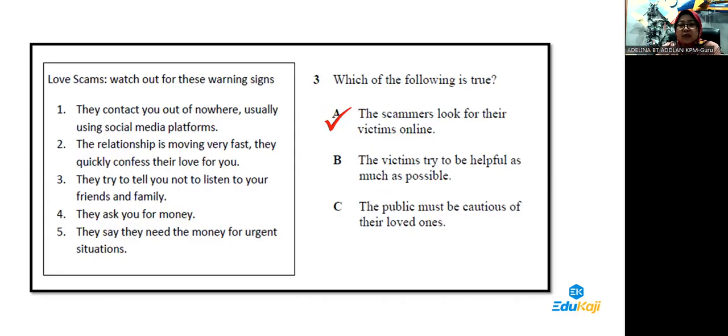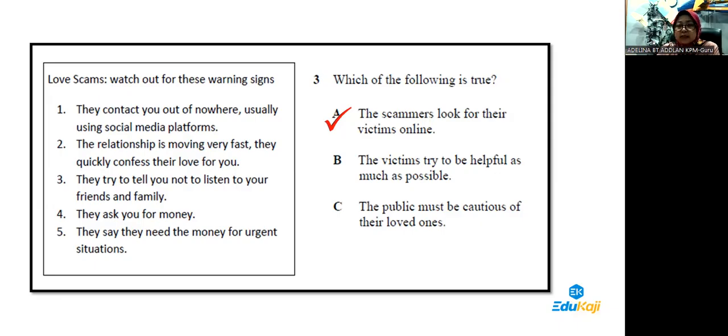Okay, next. For number 3, the question is asking students to find the following true statement. True statement. So if you have a highlighter, just highlight it. In examination, I don't think you're supposed to bring any highlighter in. Therefore, you can just underline it with a pencil or a pen. Okay, that's it.